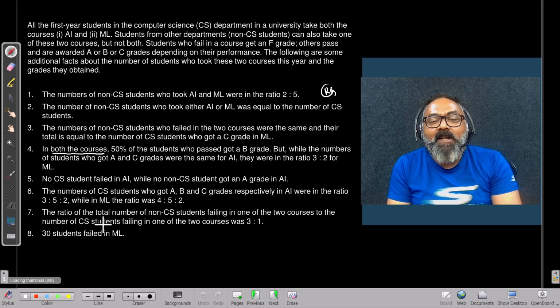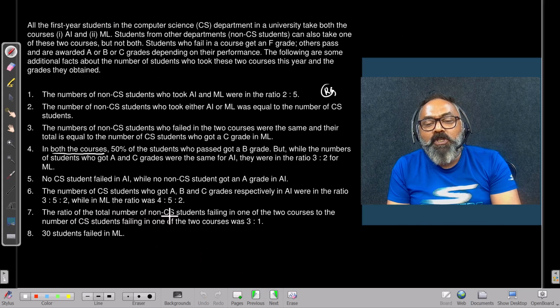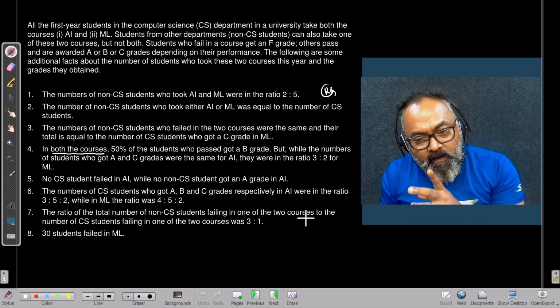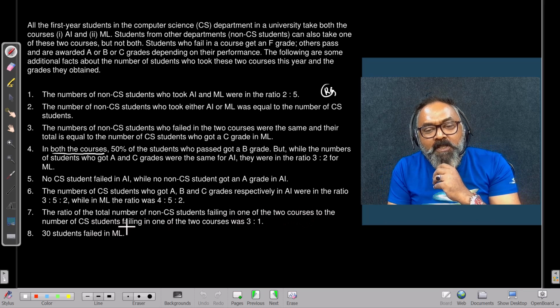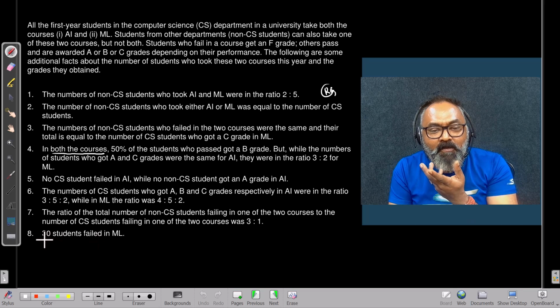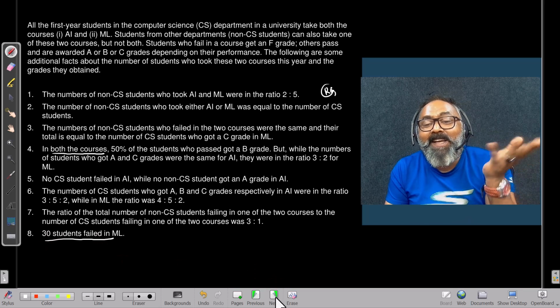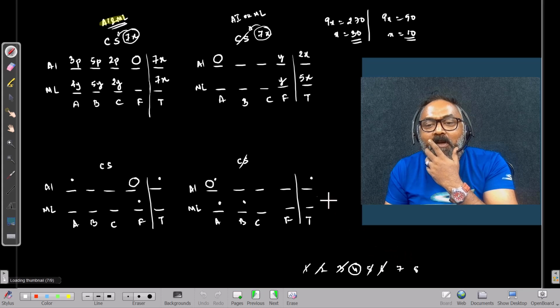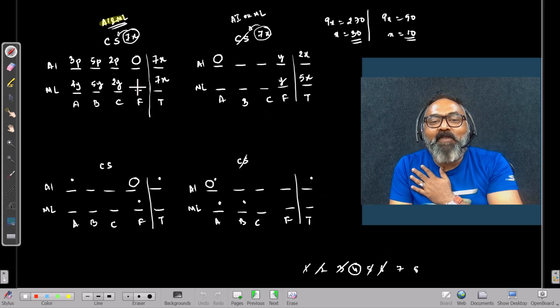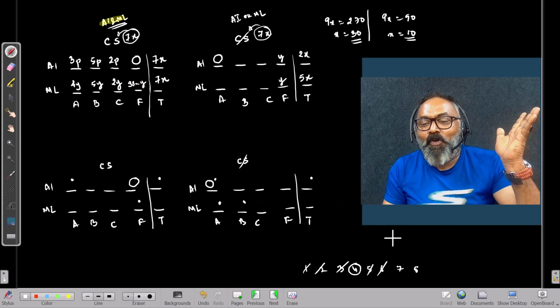Let's go to 7. The ratio of the total number of non-CS students failing in one of the two courses to the number of CS students failing. I think this will be easy. 30 students failed in ML. Let's first deal with that. 30 students failed in ML. The failed here, we don't know. This is y, so this will be 30 minus y. Wonderful. So we have got 8.